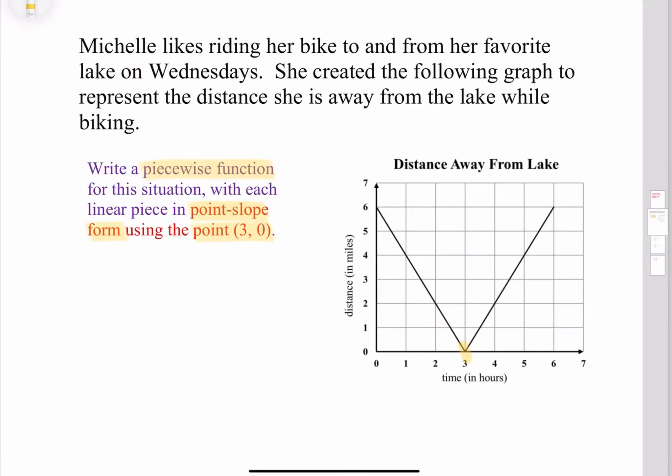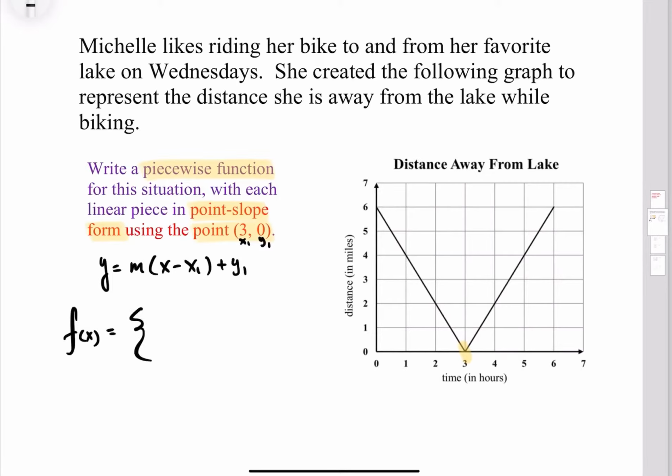So we're going to start off by writing out our point slope form. What does our point slope form look like? It has the format y equals m times (x minus x1) plus y1, where m is our slope and x1 and y1 are our point. In this particular case, x1 is 3 and y1 is 0. We're going to write it in terms of a function, so we'll use f of x to show it's a function.